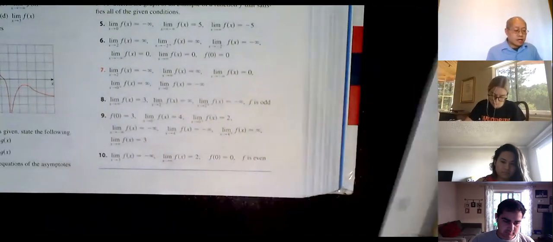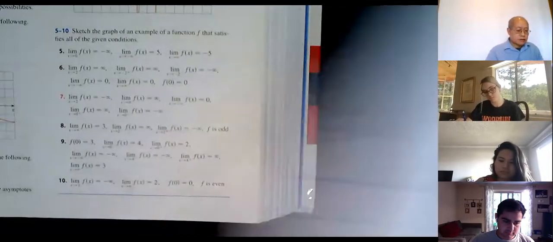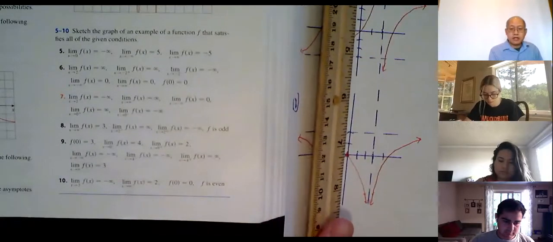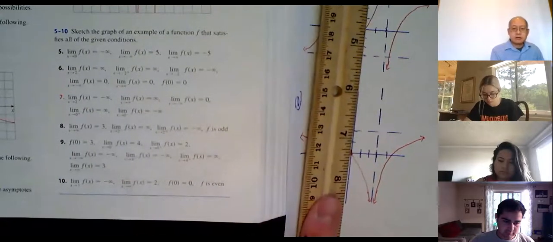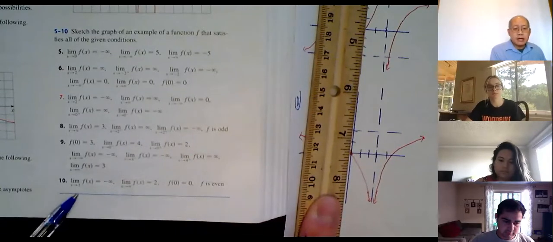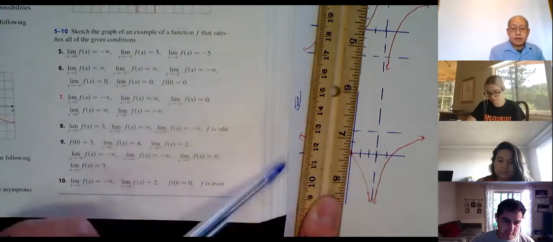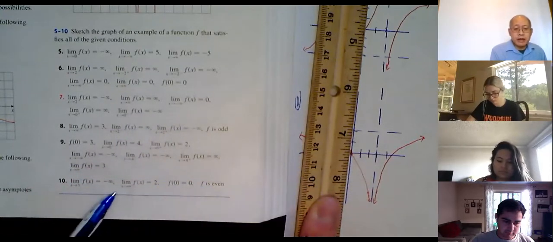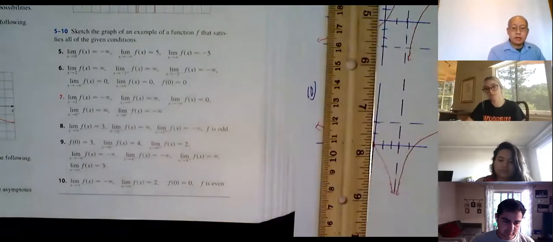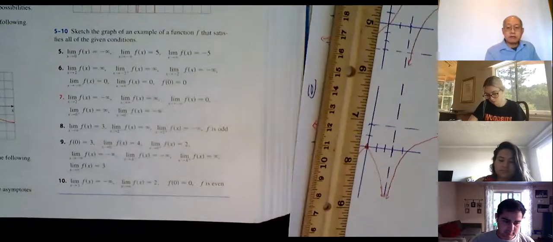Once again, I'm going to try to cover this side here. When x approaches 3, from both sides, we drop to negative infinity. When x gets super big, x goes to infinity, we approach 2. So there it is. And f of 0 equals 0.